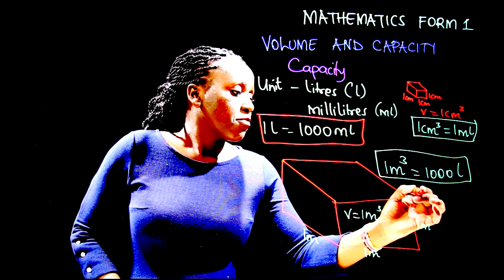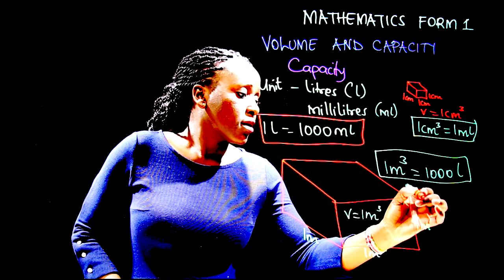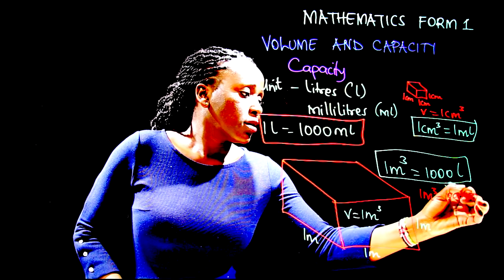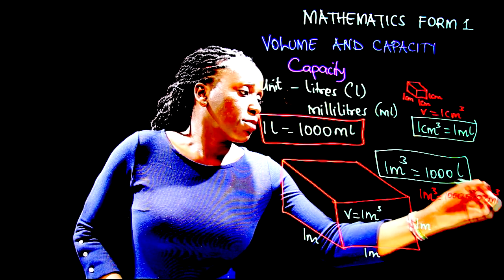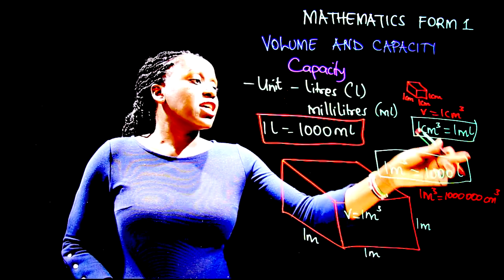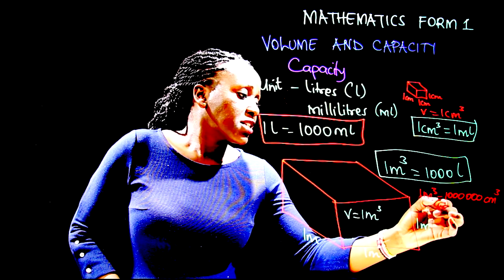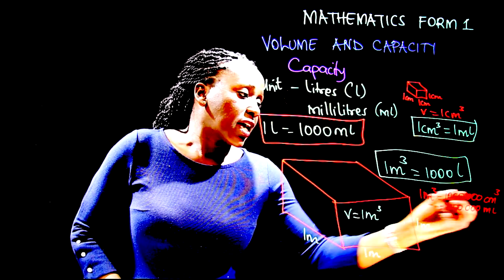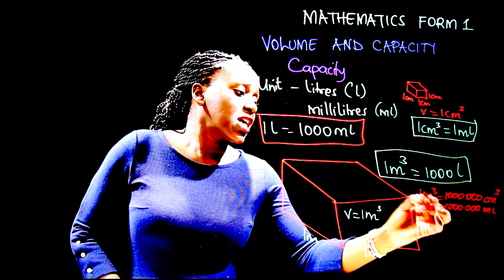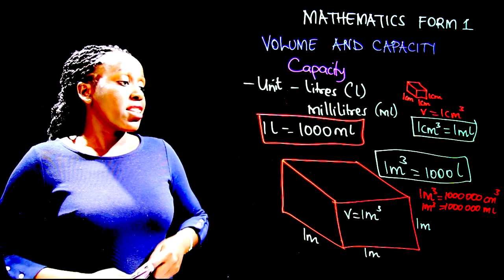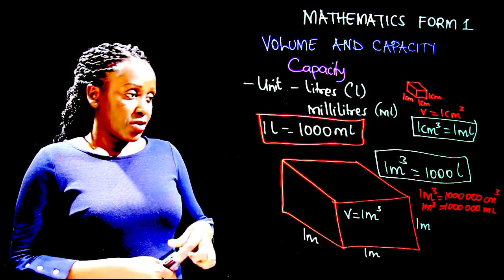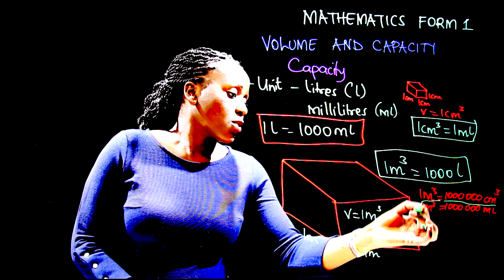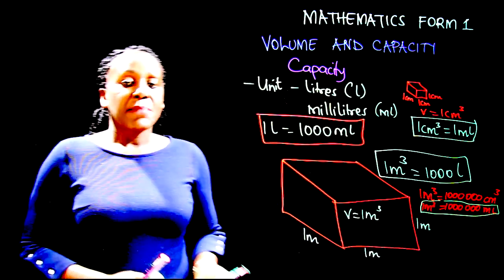So we are saying that 1 meter cubed is equal to 1,000,000 centimeters cubed. But a centimeter cubed is equal to a milliliter. So 1 meter cubed is also equal to 1,000,000 milliliters. So this is another relationship that we need to recall. Alright? That 1 meter cubed is equal to 1,000,000 milliliters.